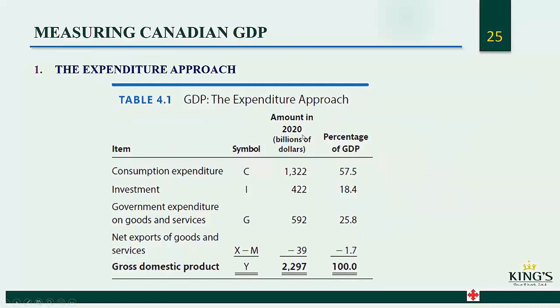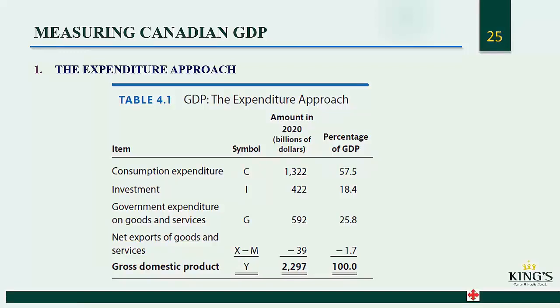So let's look at a numerical example for Canada. Okay, so this is some data for 2020 from Statistics Canada, and it's looking at the expenditure approach. So in Canada in this year, consumption expenditure was $1.322 trillion. These are in billions. And as a percentage of overall gross domestic product, it's almost 60%. This is the largest component of gross domestic product on the expenditure side. Business investment was $422 billion. The government spent $592 billion.